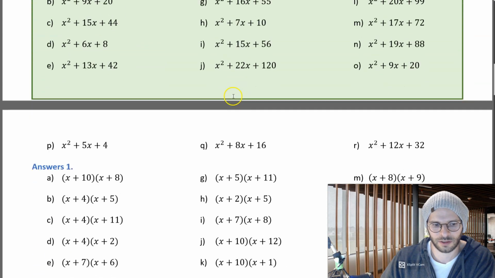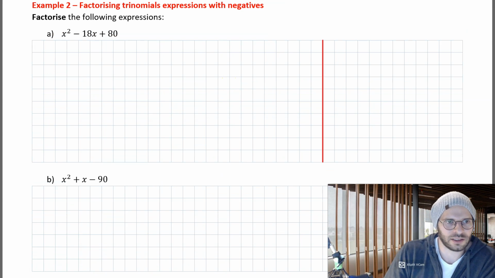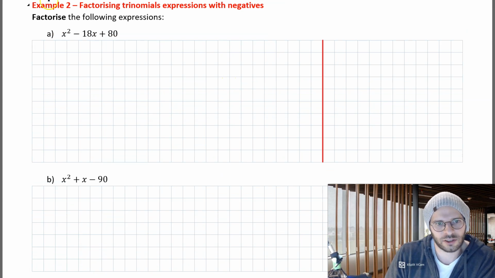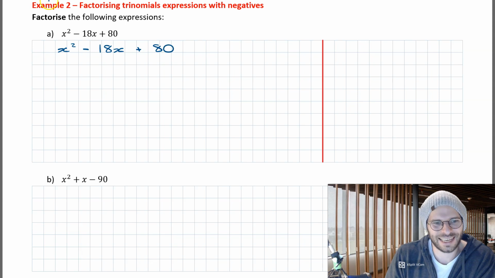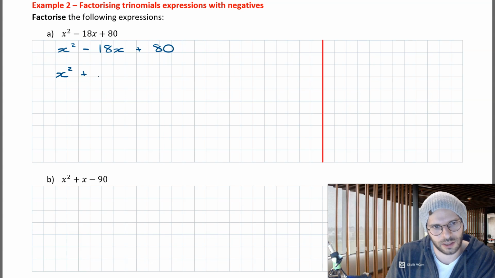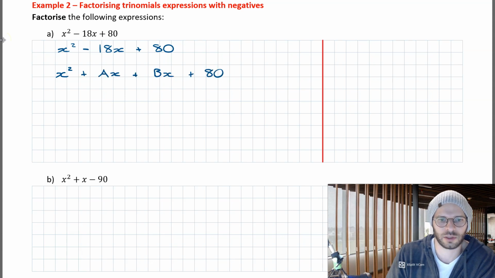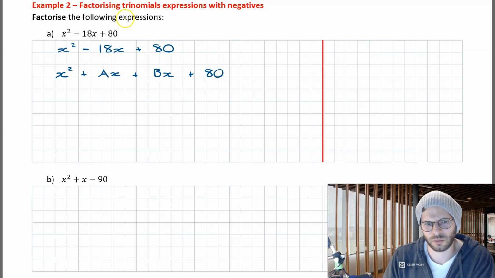Okay, let's look at something trickier. We have example 2. Factorize the following expression, x squared minus 18x plus 80. This one is different because there is now a negative involved. It's not harder, it's different. And because of that, we're going to go x squared plus ax plus bx plus 80. So it's the same thing, but the numbers that we get for a and b will be different to what we had before.